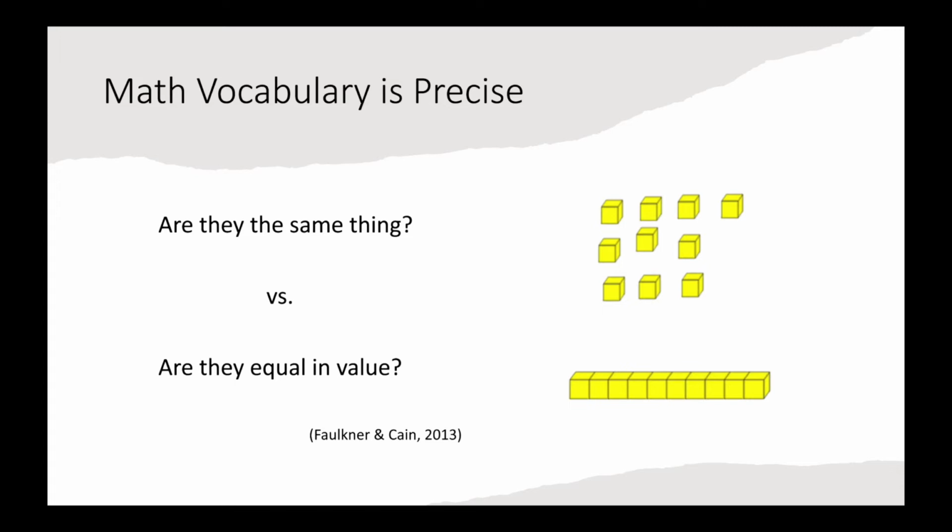If the student understands the idea of sameness, they might say, no way, like they're not the same thing. Look at them, they're different. One's long, the other is made of a bunch of small pieces. They might be looking at a different feature of sameness.